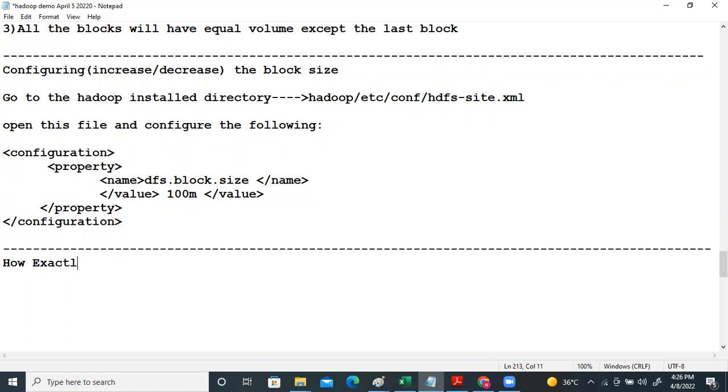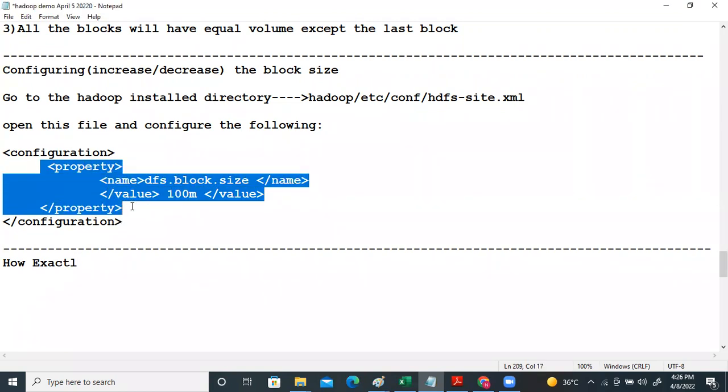I have a question. If you have to set multiple properties, will the name and value come within the same property, or will it be another property tag? This is one property. For one more property, you create another property tag with its own name and value.